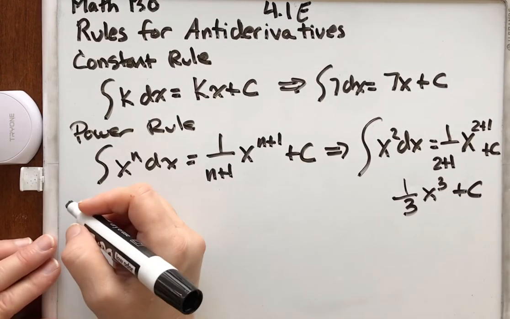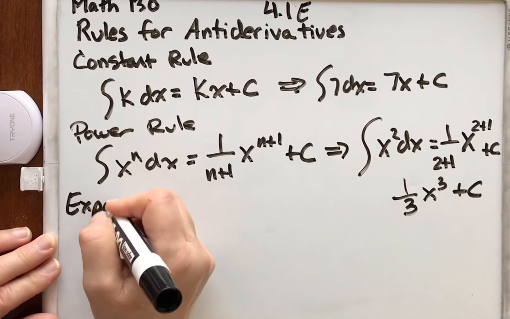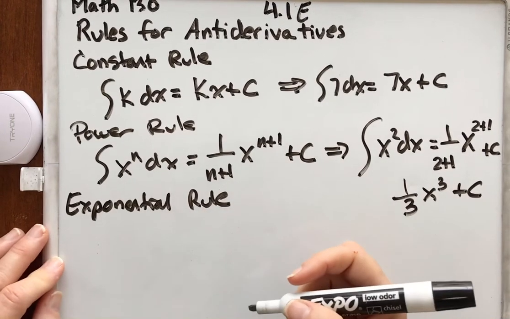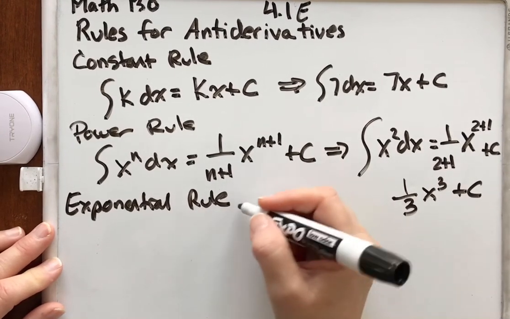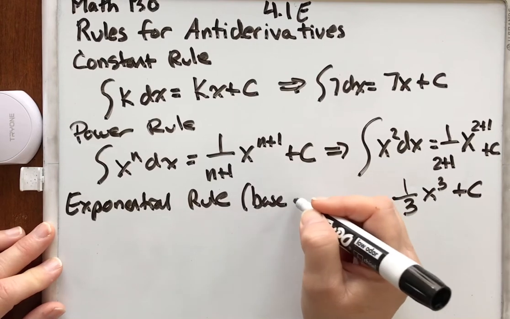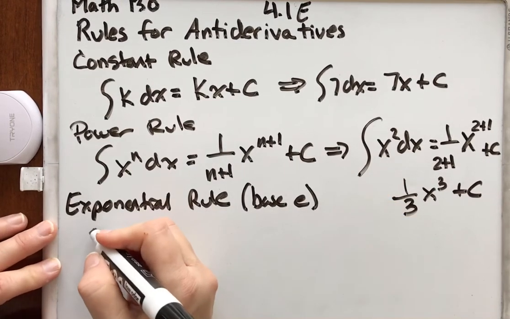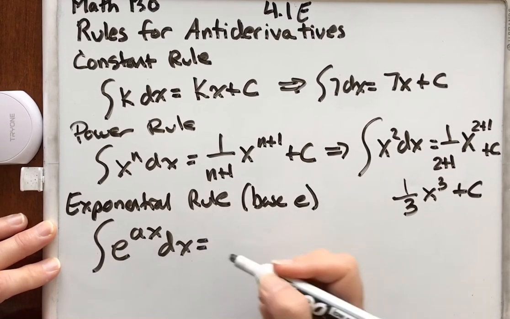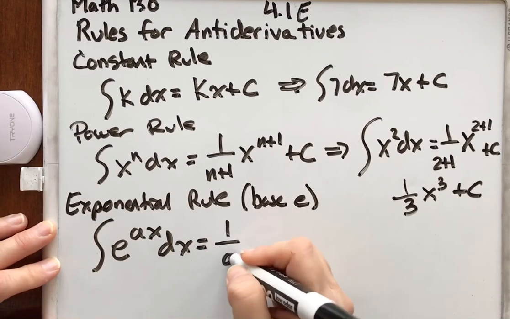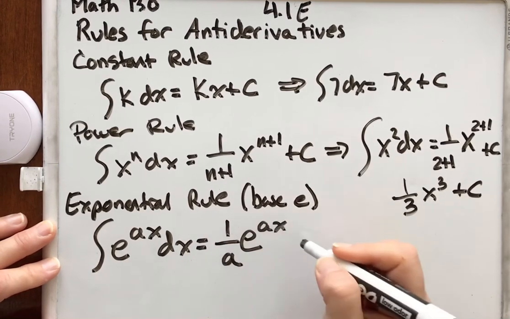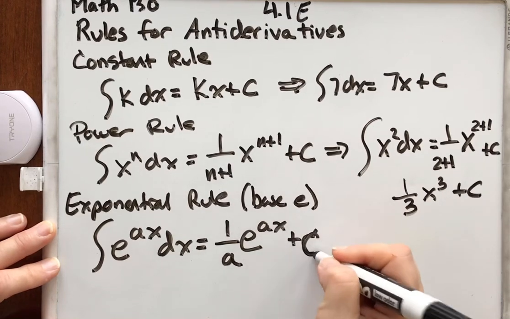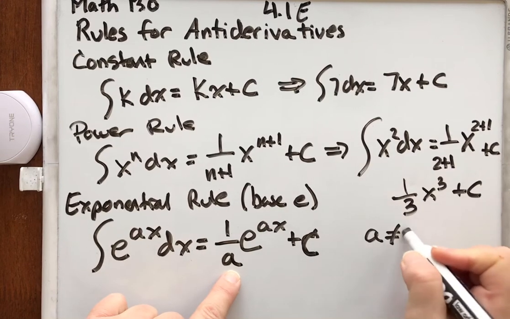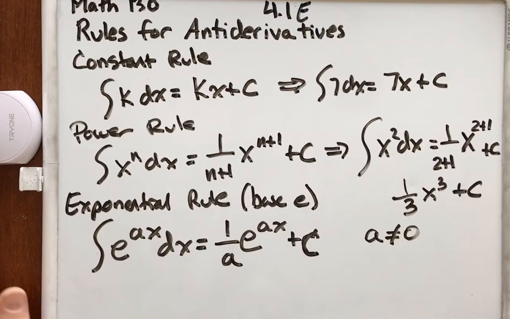Next, we have an exponential rule. Now this is for base e. If we integrate e to the ax dx, that just equals 1 over a times e to the ax plus c. Now this is true where a does not equal 0, which makes sense. Why would they give us 0 anyways?